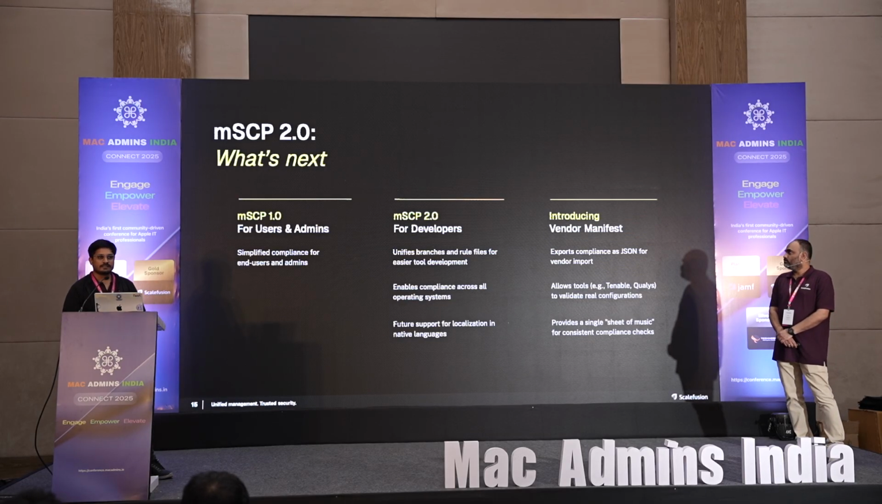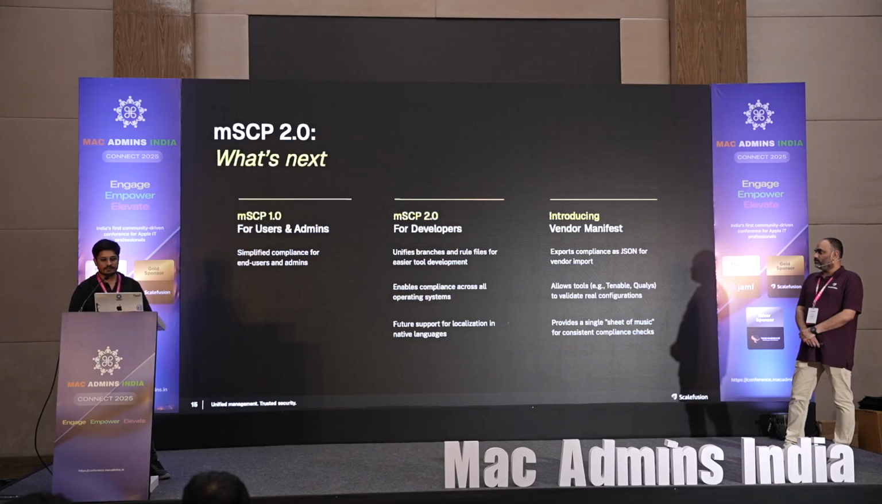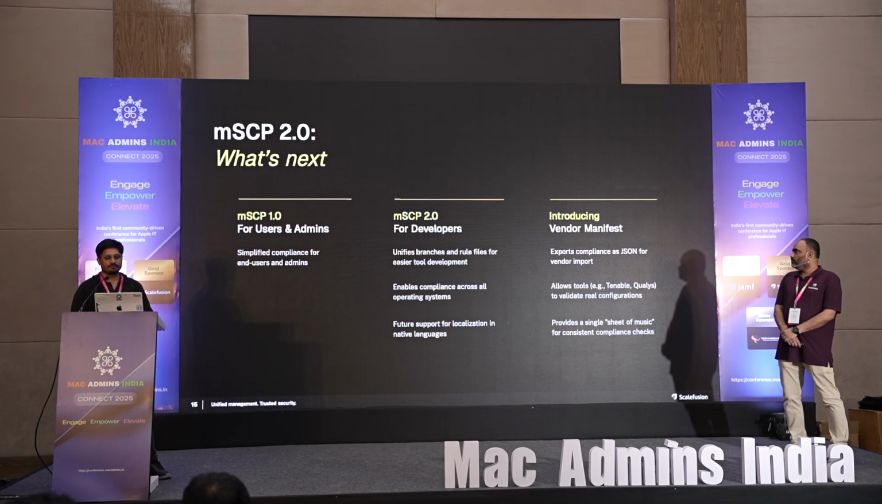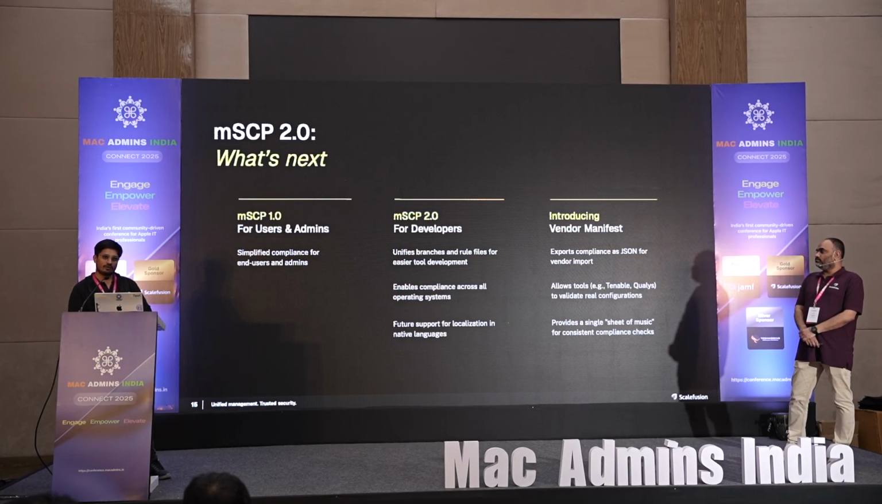Next thing. So let's see what we have in store for the next step of mSCP. So mSCP 2.0 is going to come in fall of 2026. The idea behind mSCP 2.0 is that the first version was more user-centric, or admin-centric. It was easy to implement, and it is a simplified solution. Now with 2.0, it basically is built for developers. So we don't have to deal with multiple branches. It is just one single file containing all the details of all the operating systems.